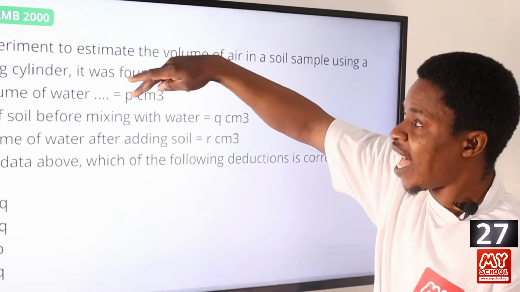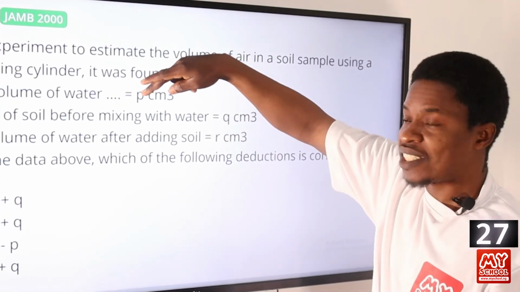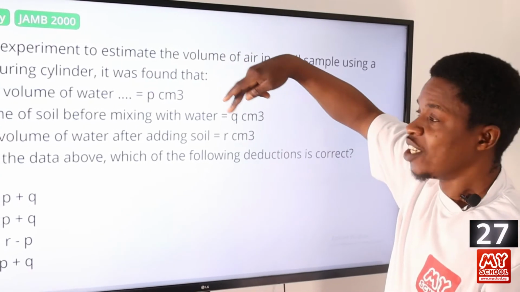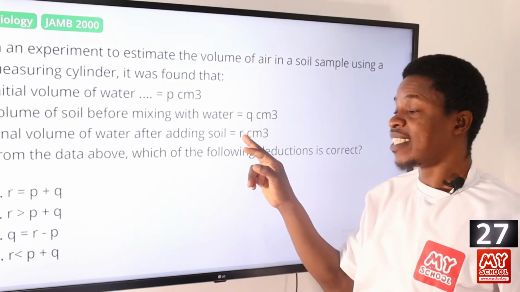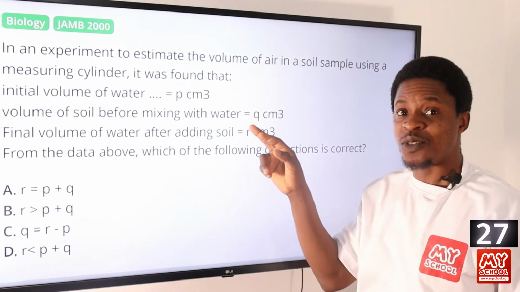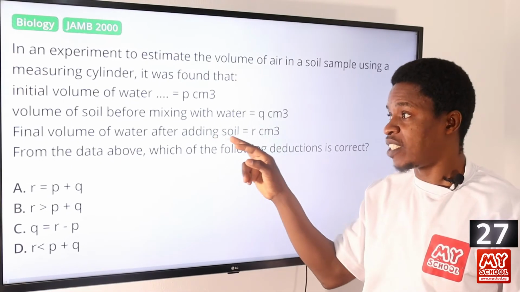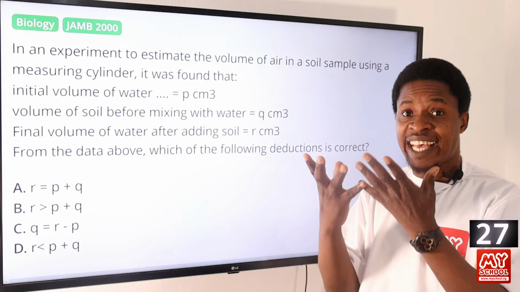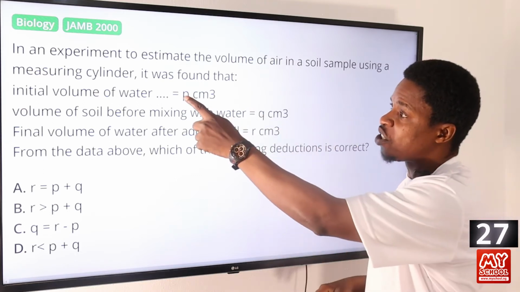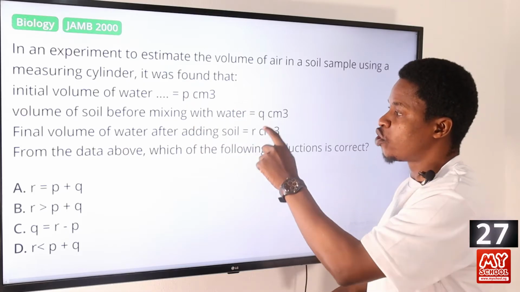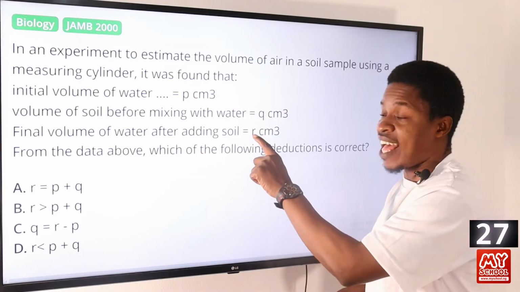So the value of water, let's say 20 for instance, and this one, let's say it is 30. So 20 plus 30 should be 50. So this value should actually be greater than the value here, because the air is no longer there. This is the mixture now, okay, but the air has escaped. So the volume of air would have escaped. So to get this, now the deduction is that the addition of P and Q should be greater than R.